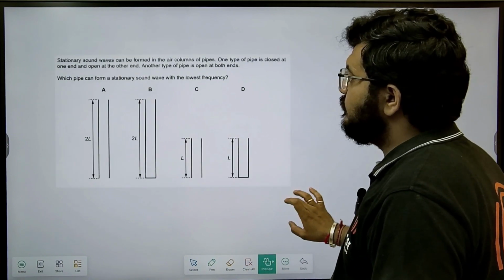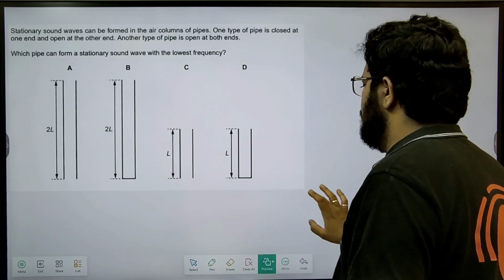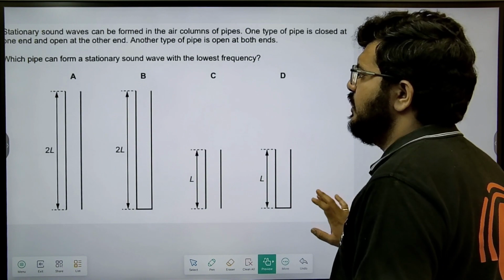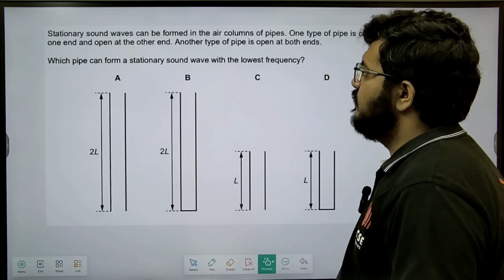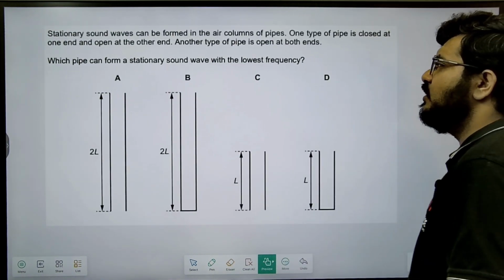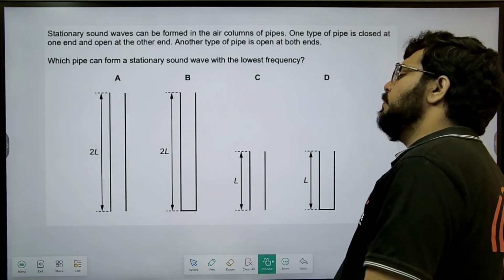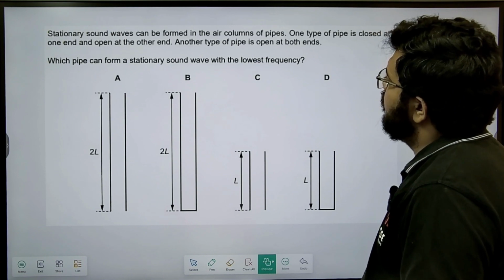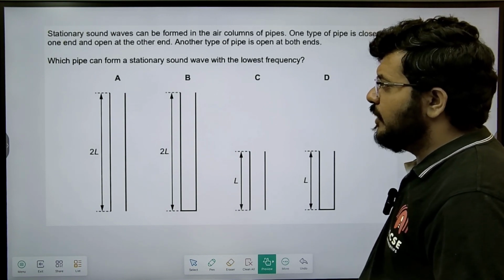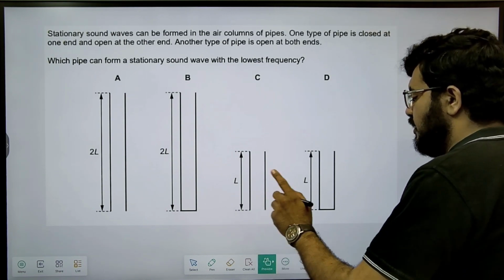Then we have this nice question. Stationary sound waves can be formed in the air column of pipes. One type of pipe is closed at one end and open at the other end. Another type of pipe is open at both ends. Which pipe can form a stationary wave with the lowest frequency?